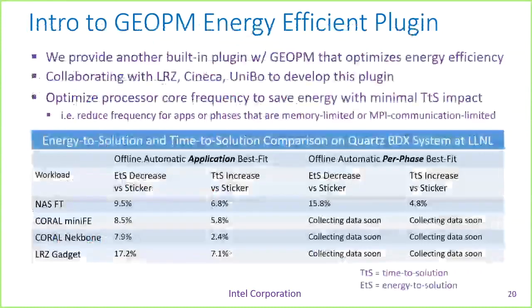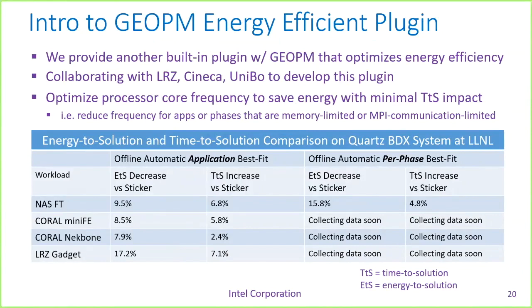Let me talk next about an additional plugin that we provide out of the box with GEOPM, which we call the energy efficient plugin. Like the name suggests, it optimizes for energy efficiency at whatever power consumption that may imply. It doesn't try to maximize performance within a power bound, but rather tries to find the hardware control knob settings that allow the workload to run with better energy efficiency, subject to a constraint that we don't degrade performance by more than some percentage. This is work we're doing in collaboration with LRZ, Chineka, and Unibo.